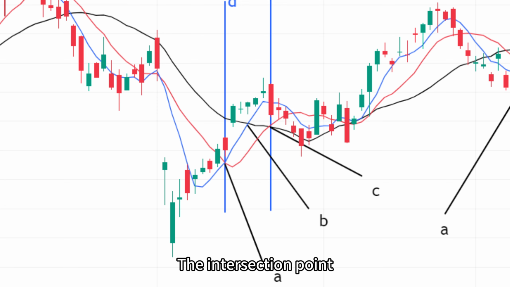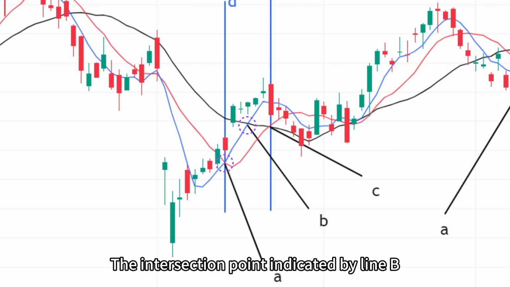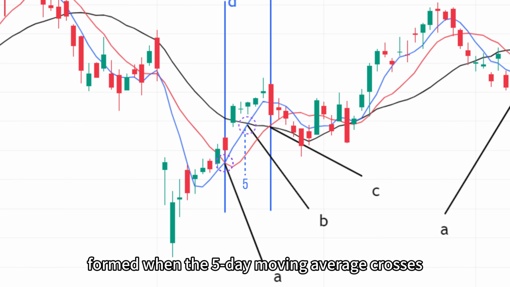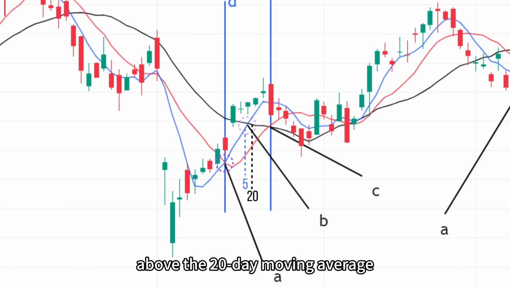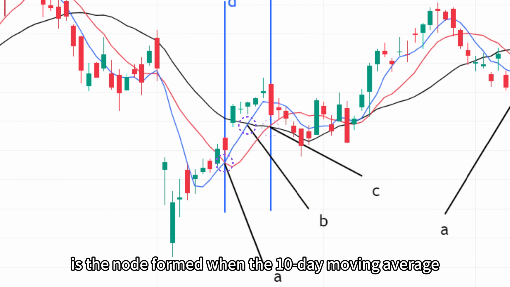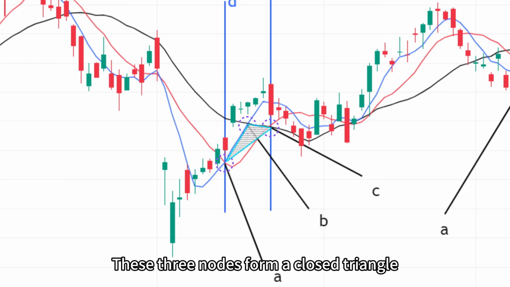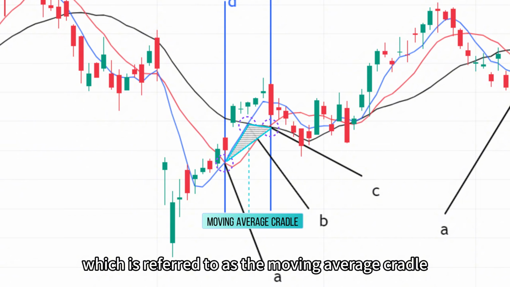The intersection point indicated by line A is the node formed when the 5-day moving average crosses above the 10-day moving average. The intersection point indicated by line B is the node formed when the 5-day moving average crosses above the 20-day moving average. The intersection point indicated by line C is the node formed when the 10-day moving average crosses above the 20-day moving average. These three nodes form a closed triangle, which is referred to as the moving average cradle.